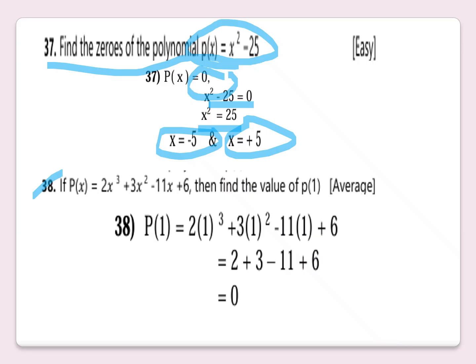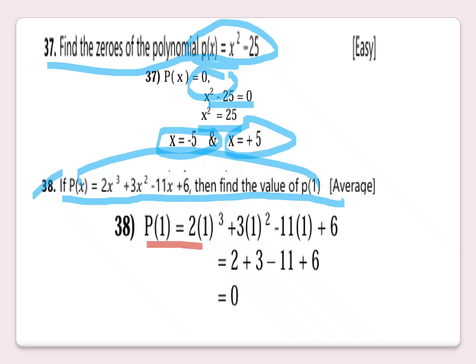Question number 38. If p of x is equal to 2x cubed plus 3x square minus 11x plus 6, then find the value of p of 1. It is a very simple question. Just substitute the value of x as 1 here. So p of 1 is equal to 2 into 1 cube plus 3 into 1 square minus 11 into 1 plus 6. So 2 into 1 cube is 2, 3 into 1 square is 3, minus 11 into 1 is minus 11, plus 6. So here 2 plus 3 you can write 5, minus 11 plus 6. If you solve, you will get 0 as the remainder.